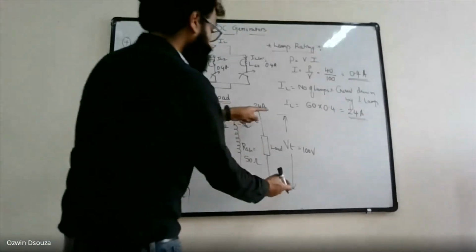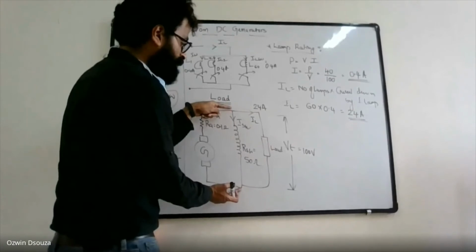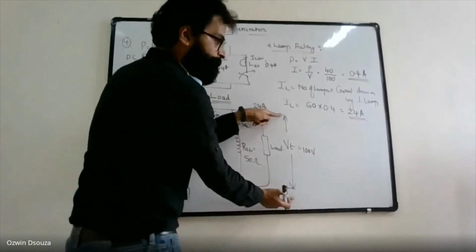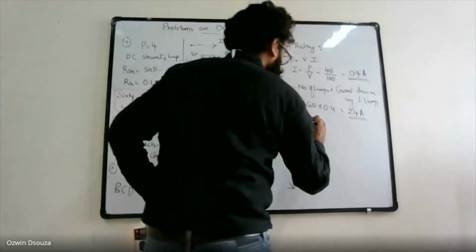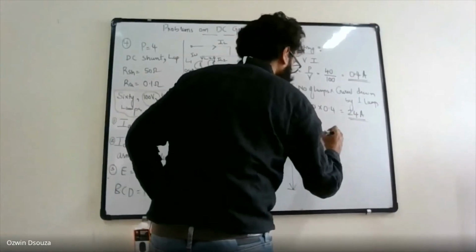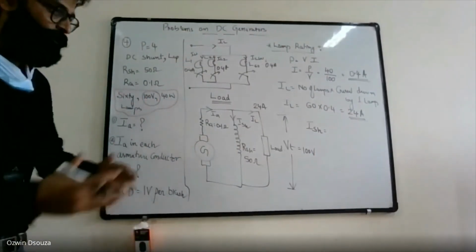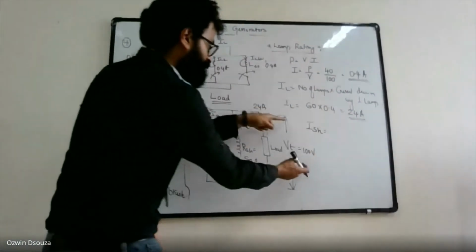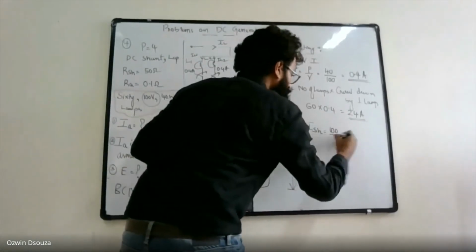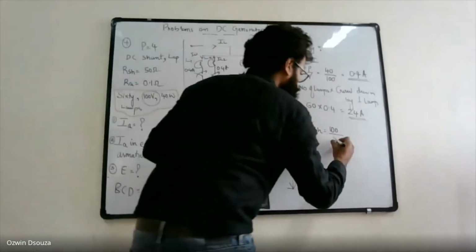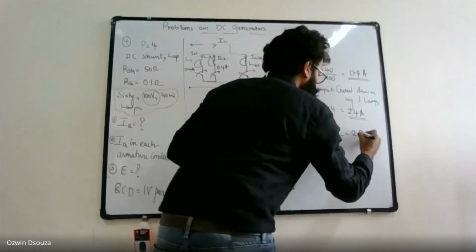You know the voltage across the shunt field winding. What is that voltage? VT. And you know the resistance. So ISH you can find. ISH is equal to voltage by resistance. Voltage is 100 divided by resistance 50, which is 2 amps.